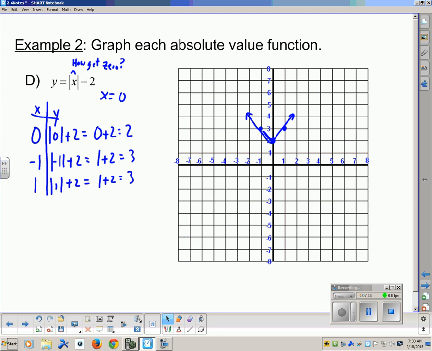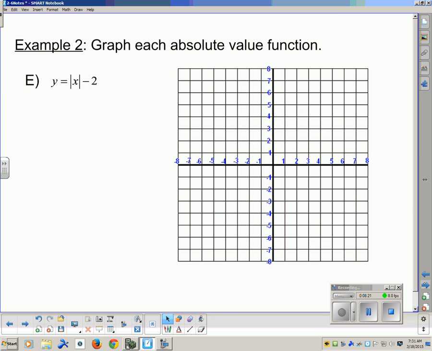So again, if you compare it to the original one here, 0, 0, 1, 1, negative 1, 1. Well, what do we know about that one? The green one here is y equals absolute value of x, and the blue one up here is y equals absolute value of x plus 2. What happened with that one? It just shifted it up 2. So this one here is shift up 2. So if adding on the outside shifts it up 2, what does subtracting on the outside do? That's going to shift it down 2.